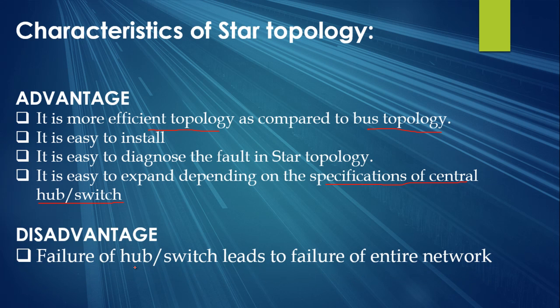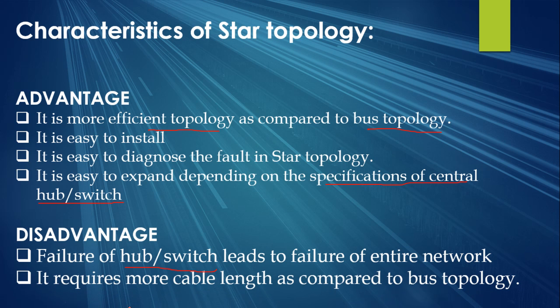And the disadvantage is the failure of the hub or switch. As you know, the hub and switch are at the center. So if there is a problem in the switch device, then obviously, because all the systems are connected to the switch, no communication can occur and the entire network fails.